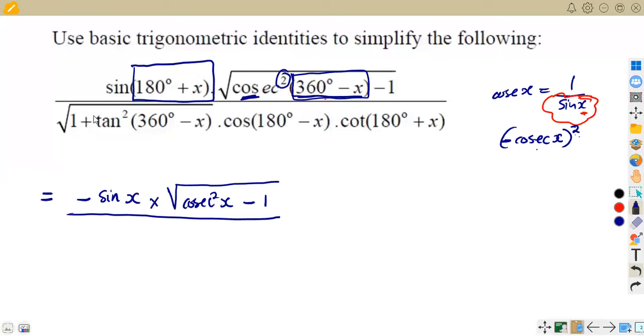Everything now is divided by the square root of, we are back again. So we are going to apply this one, 1 plus, this one is direct, tan 360 minus x.